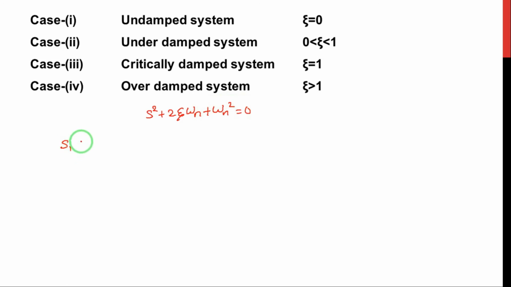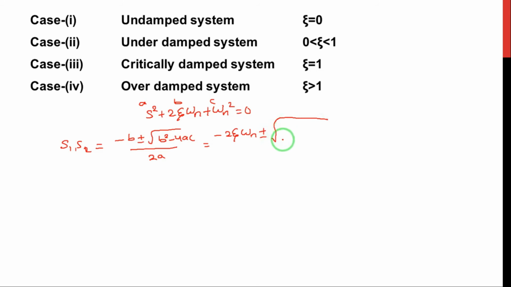Those are S1 and S2. If the coefficients are A, B, C, then the formula is minus B plus or minus root B square minus 4AC divided by 2A. Then what is the B value? 2 zeta omega n plus or minus root of B square, 4 zeta square omega n square, minus 4 into A value 1, C value omega n square. Now divided by 2A, 2 into 1, 2.